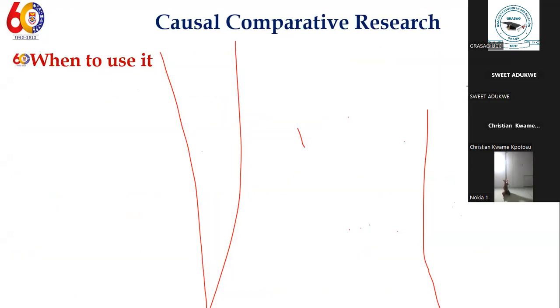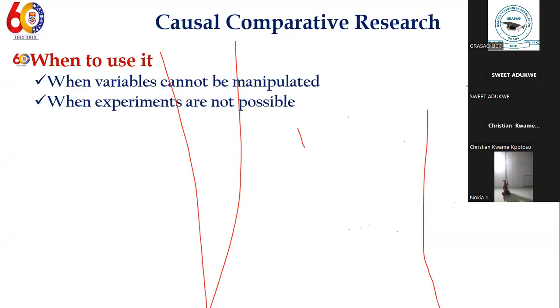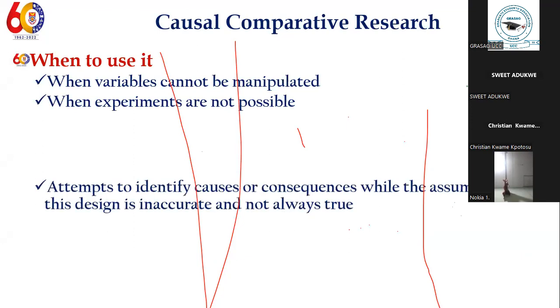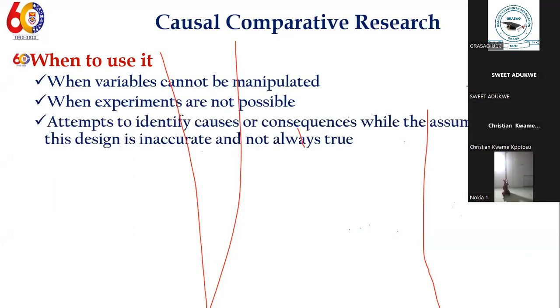So when do we use the causal comparative? I think for whatever I've said from the beginning, we can now say that when your variables cannot be manipulated, so in this case, there's no need for experimental or any intervention. Two, when experiments are not possible, as said earlier, and all attempts to identify the causes or consequences while the assumption of this design is inaccurate and not always true.